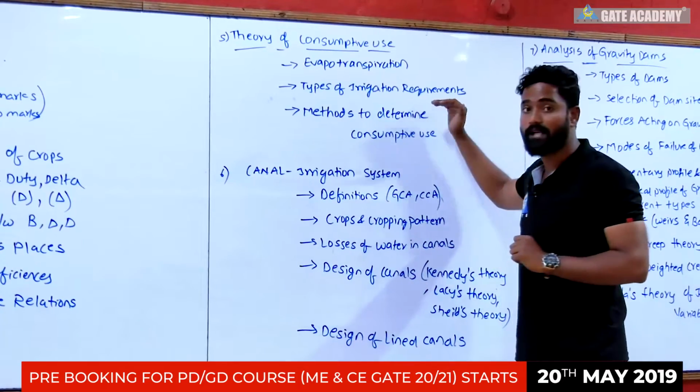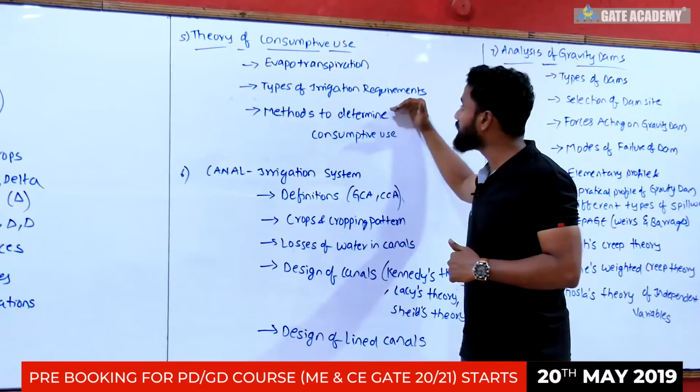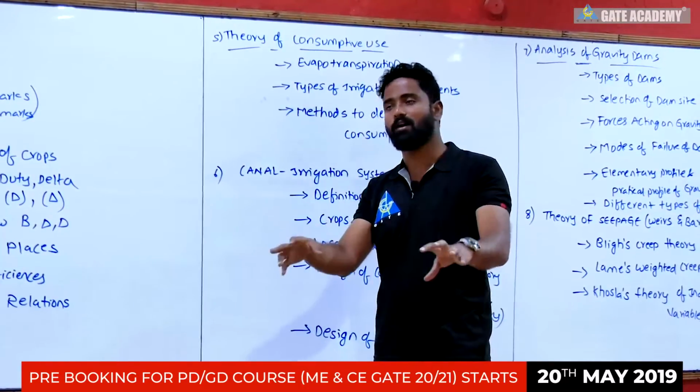Next, types of irrigation requirements, as I said. Irrigation requirement is very simple: calculating the amount of water required.